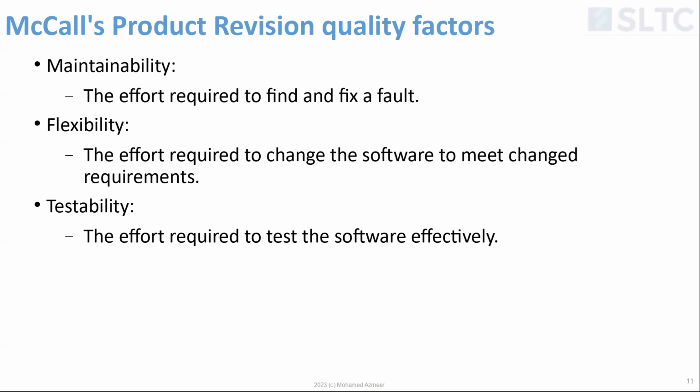So the next one from McCall is product revision. McCall's product revision quality factors, rather. Three are there: maintainability, flexibility, testability. So what do you mean by maintainability? The effort required to find and fix a fault.